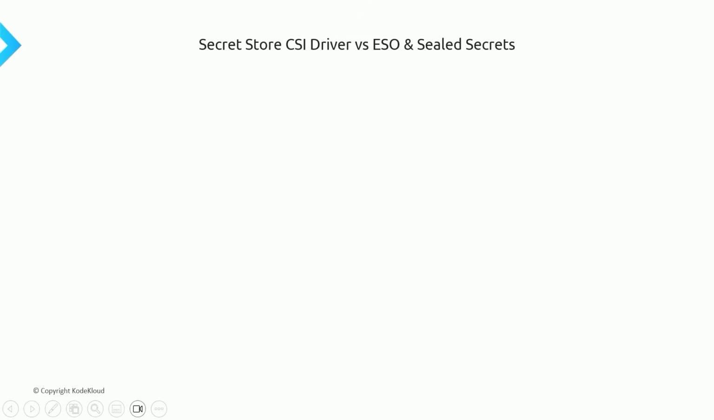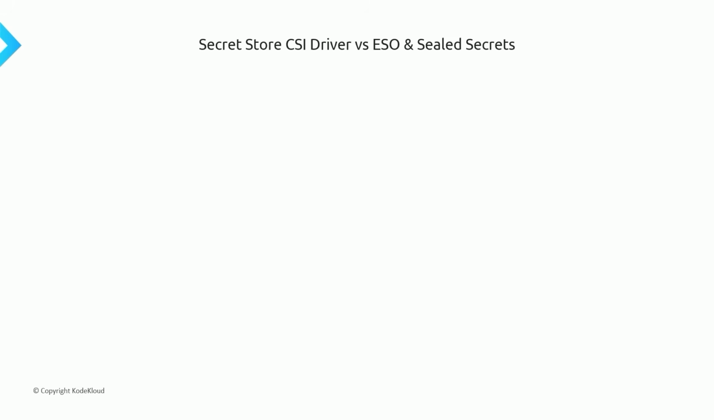Now, for those of you that know, there's several other tools that help us manage secrets within Kubernetes, things like External Secrets Operator and Sealed Secrets. So I want to go over, what is the difference between the Secret Store CSI Driver and the External Secrets Operator and Sealed Secrets, and what makes this solution a little bit different. It's not a major difference, but I do want to make sure that you understand what it can bring to the table versus some of the other solutions.